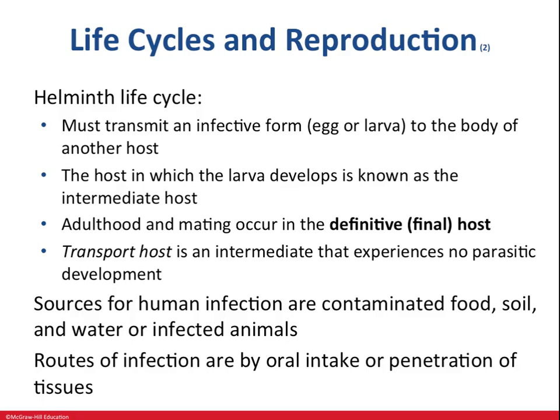A transport host is an intermediate host that experiences no parasitic development. The sources of human infections are contaminated food, soil, and water, and infected animals. This is called the fecal-oral pathway. That means people eat the eggs or larva of the helminths to cause the infections. So the route is through oral intake, or penetration through the skin, which doesn't require a wound on the skin.